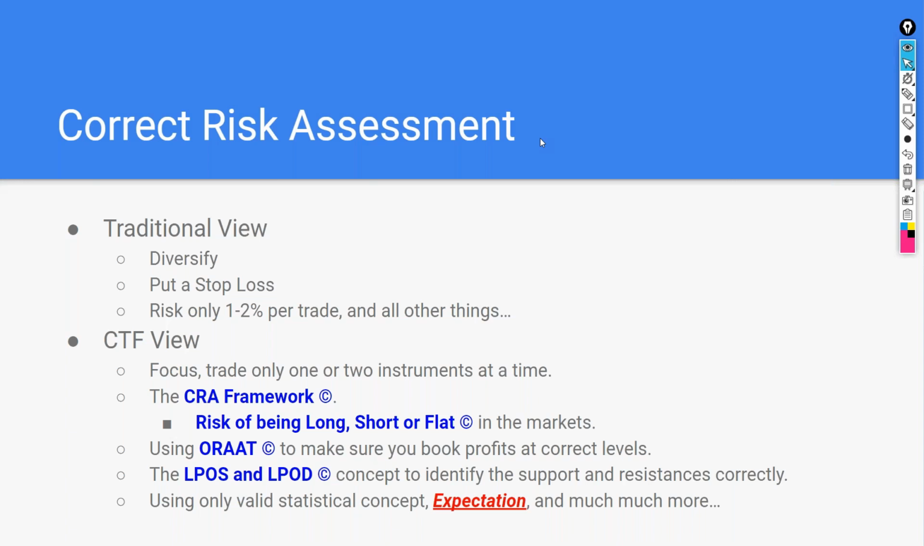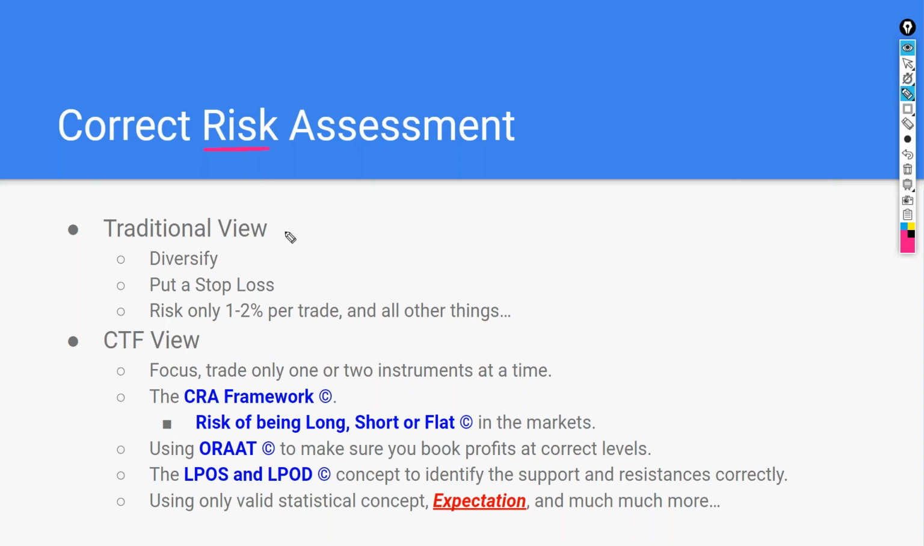Then we come to the third topic, which is correct risk assessment. If you cannot assess the risk, you can enter at the perfect time and exit at the perfect time, but still won't make money. It may sound a little funny, but that is true.